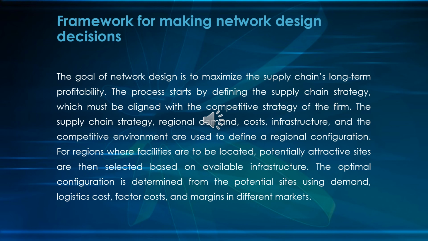The process starts by defining the supply chain strategy, which must be aligned with the competitive strategy of the firm. The supply chain strategy, regional demand, costs, infrastructure, and the competitive environment are used to define a regional configuration. For regions where facilities are to be located, potentially attractive sites are then selected based on available infrastructure. The optimal configuration is determined from the potential sites using demand, logistics cost, factor costs, and margins in different markets.